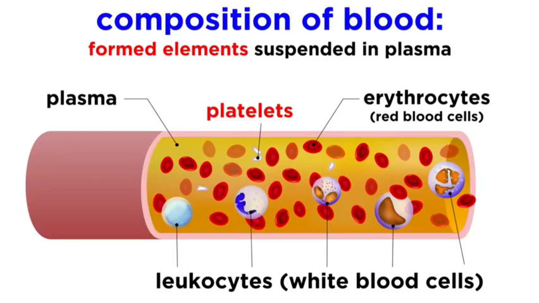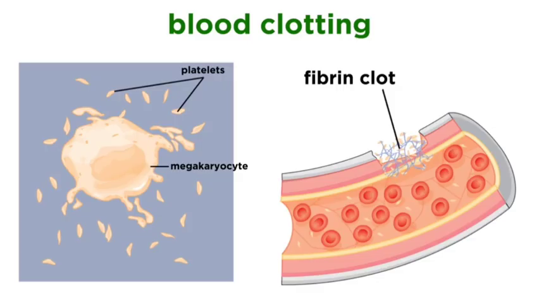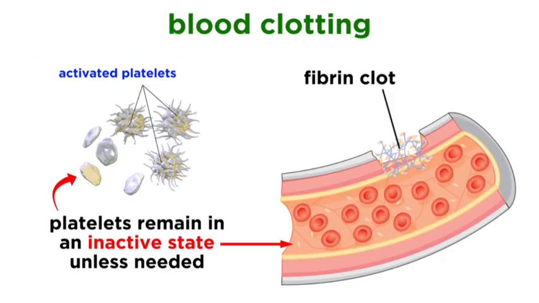Lastly, we get to the platelets. These are fragments of large cells called megakaryocytes. These fragments are essential during blood clotting, which happens when blood vessels are damaged, as platelets can plug up any holes or tears to seal things off. They flow through the bloodstream in an inactive state unless needed, dying every 10 days or so and constantly regenerated.